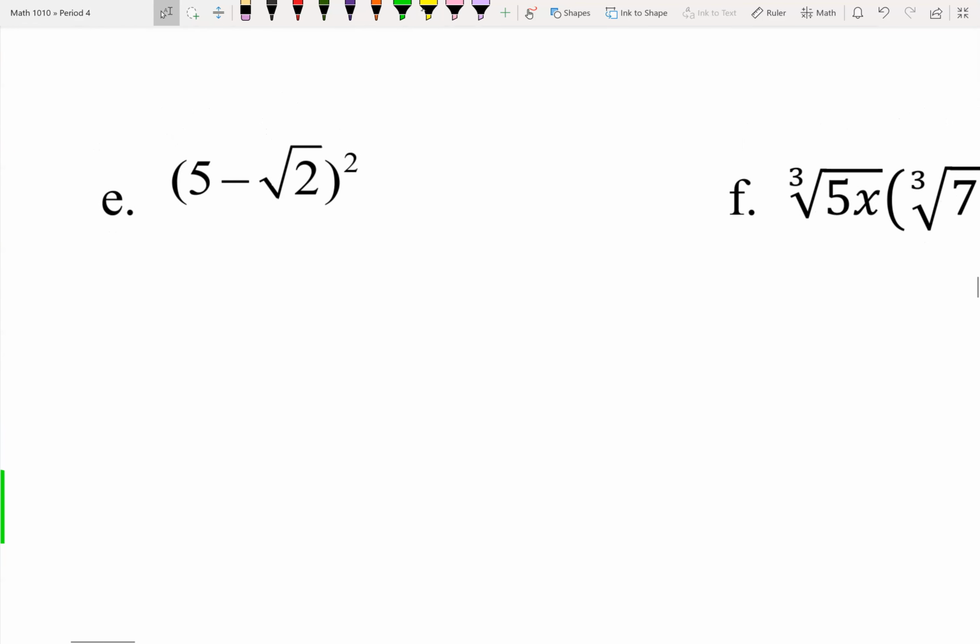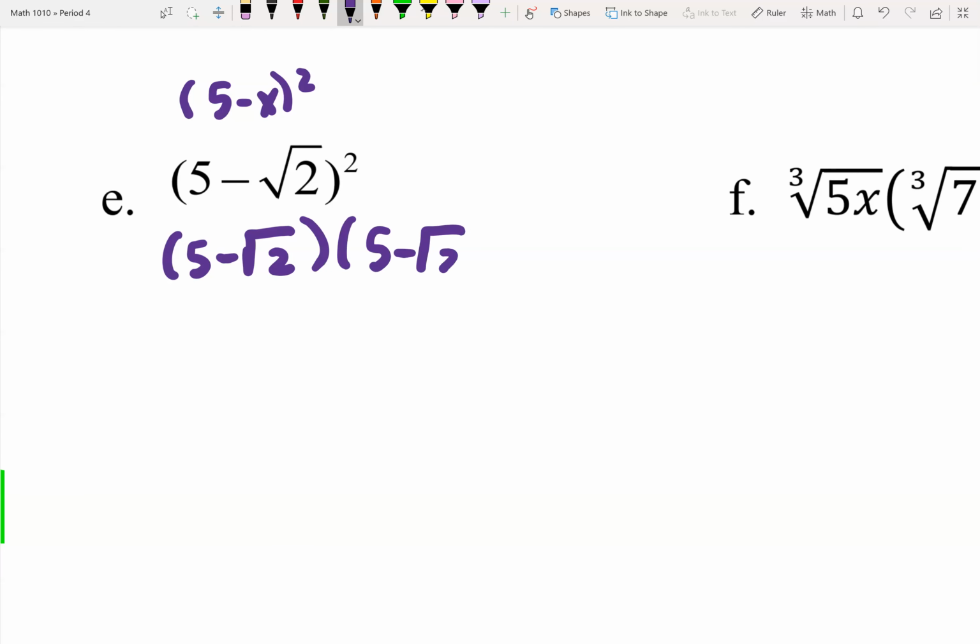You guys, if I can get you to see it right, I can get you to do it right. So up above this, I want you to write, you tell me what to write. How do I want you to see it? 5 minus x squared. Wonderful. If it was 5 minus x squared, what would your first step be? Write it twice. You guys are so awesome. 5 minus the square root of 2 times 5 minus the square root of 2.